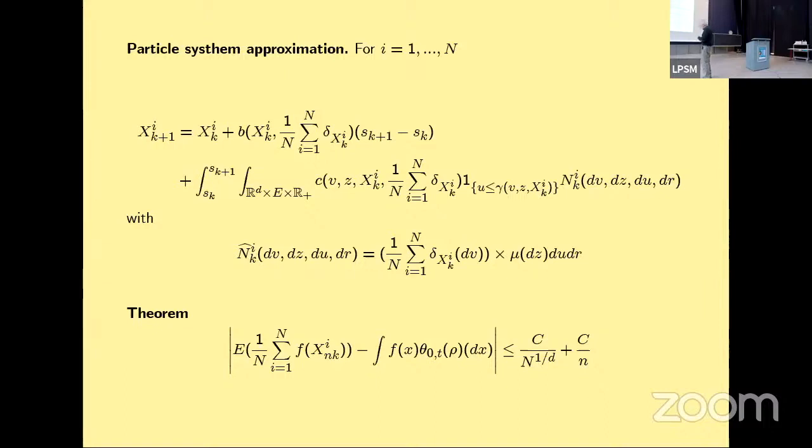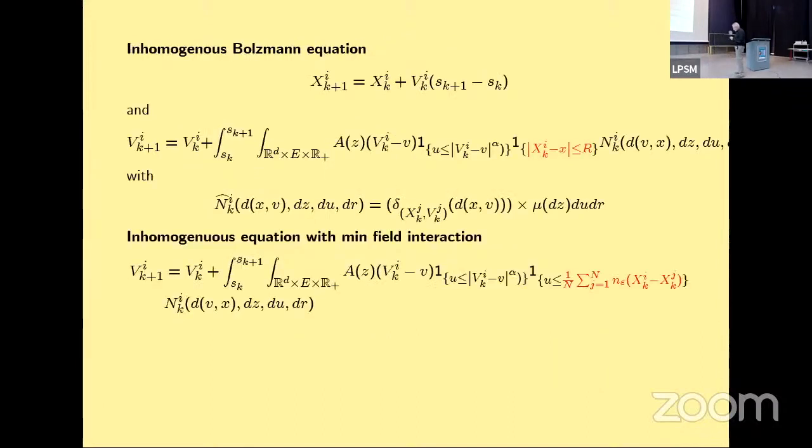Okay, so this is the result which we obtain with the particle systems. And I would like now to give a more concrete example in the case of the Boltzmann equation. Actually, first the homogeneous Boltzmann equation. In the homogeneous Boltzmann equation, the positions of the particles don't move. They are uniformly distributed. You have only the velocities which move. When two particles collide, they influence each other and there is a change of velocity. And this is homogeneous. And the inhomogeneous Boltzmann equation is that you consider not only velocities, you consider positions and velocities.